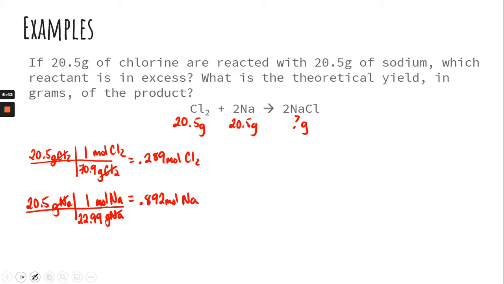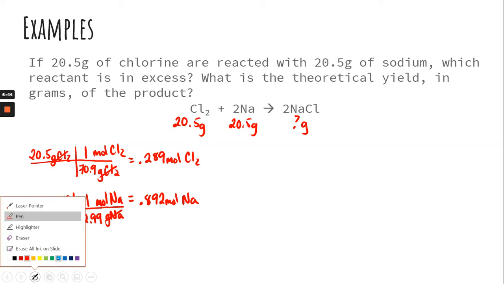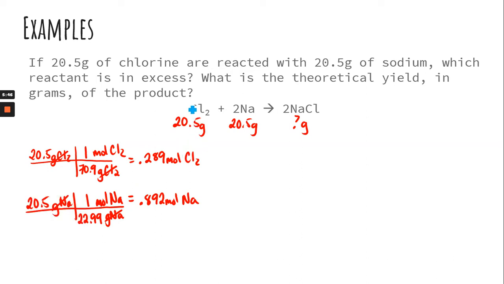Once you have your given in moles, then you divide by the coefficients. So we would divide by 1, we would divide by 2. Dividing by the coefficients, chlorine is still the lowest amount. So this is still going to be our limiting reactant, and sodium is our excess reactant. So to determine the mass of our product, we're going to want to use grams of chlorine. We want to use our limiting reactant.